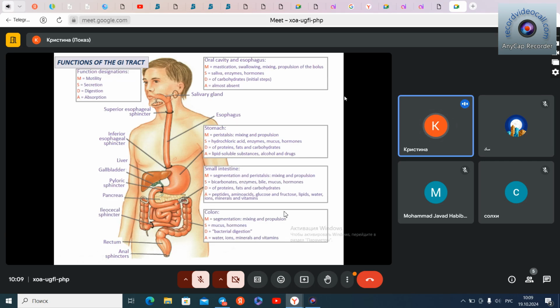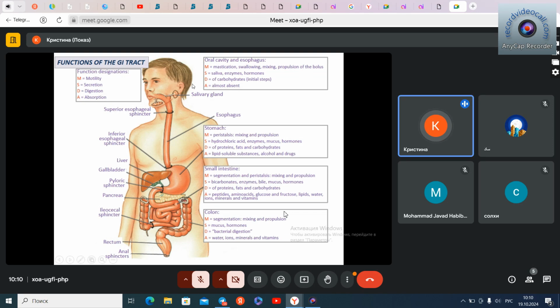The functions of the gastrointestinal tract include motility, the movement of the food; secretion, production of some secretions such as saliva or enzymes; digestion, which means breaking down of food particles and molecules into smaller ones; and absorption, which means transport of the products of digestion into the cells of the epithelium of the gastrointestinal tract and then further into the blood.